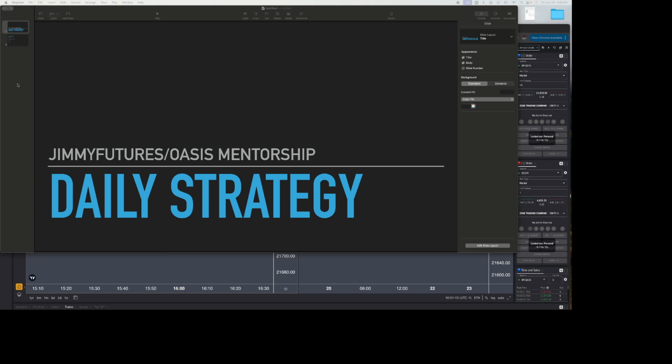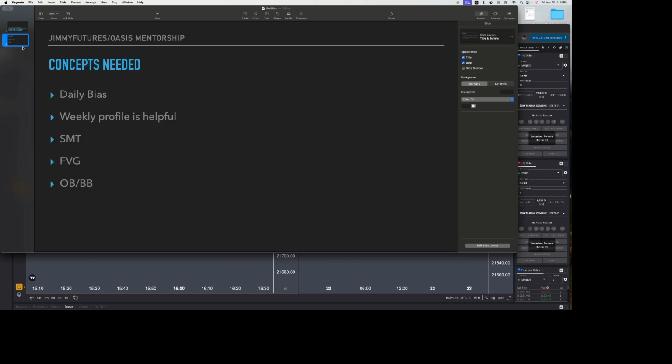So it's not a simple strategy. It's easy once you get it figured out, but it's not simple. So it's going to require some work on your part. So there are a few concepts. I do trade using ICT concepts or smart money concepts, whatever you want to call them. There are a few things you're going to need to understand, and I'll go over these and try to show you how I do each of these before the market open every morning.